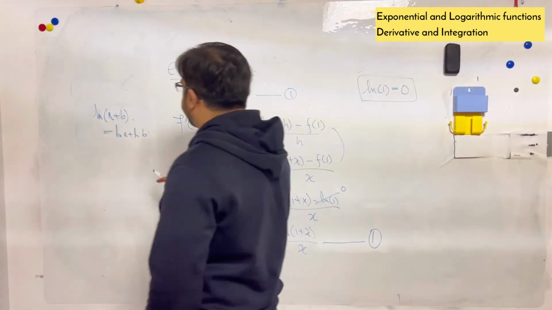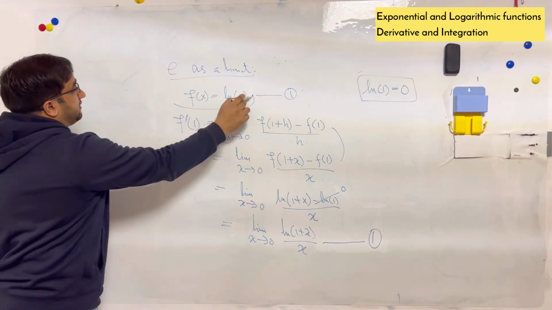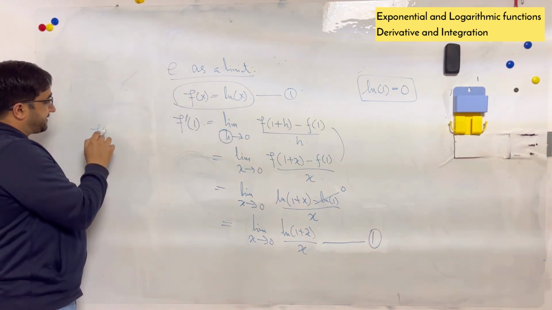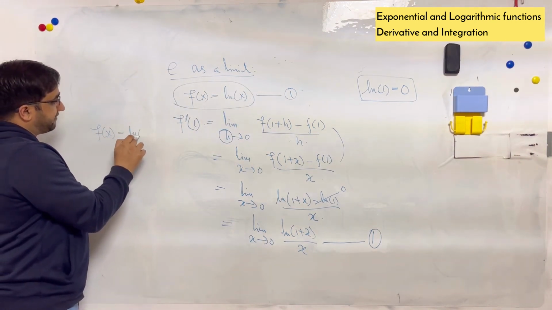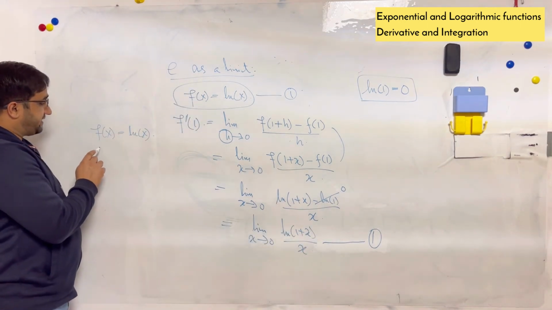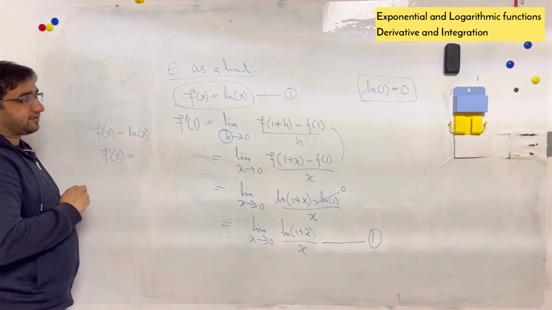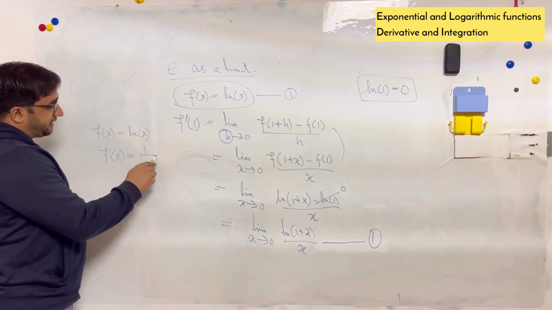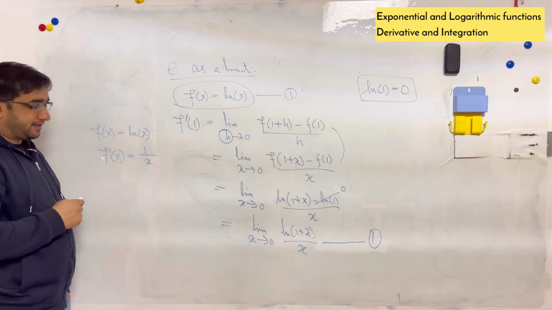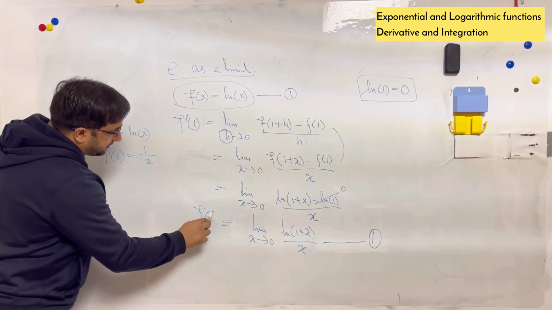Now go back to this function f of x, which is equal to ln of x. We stop there with that equation. Now what is the derivative of this? The f dash of x will be 1 over x. But we need f dash of 1.